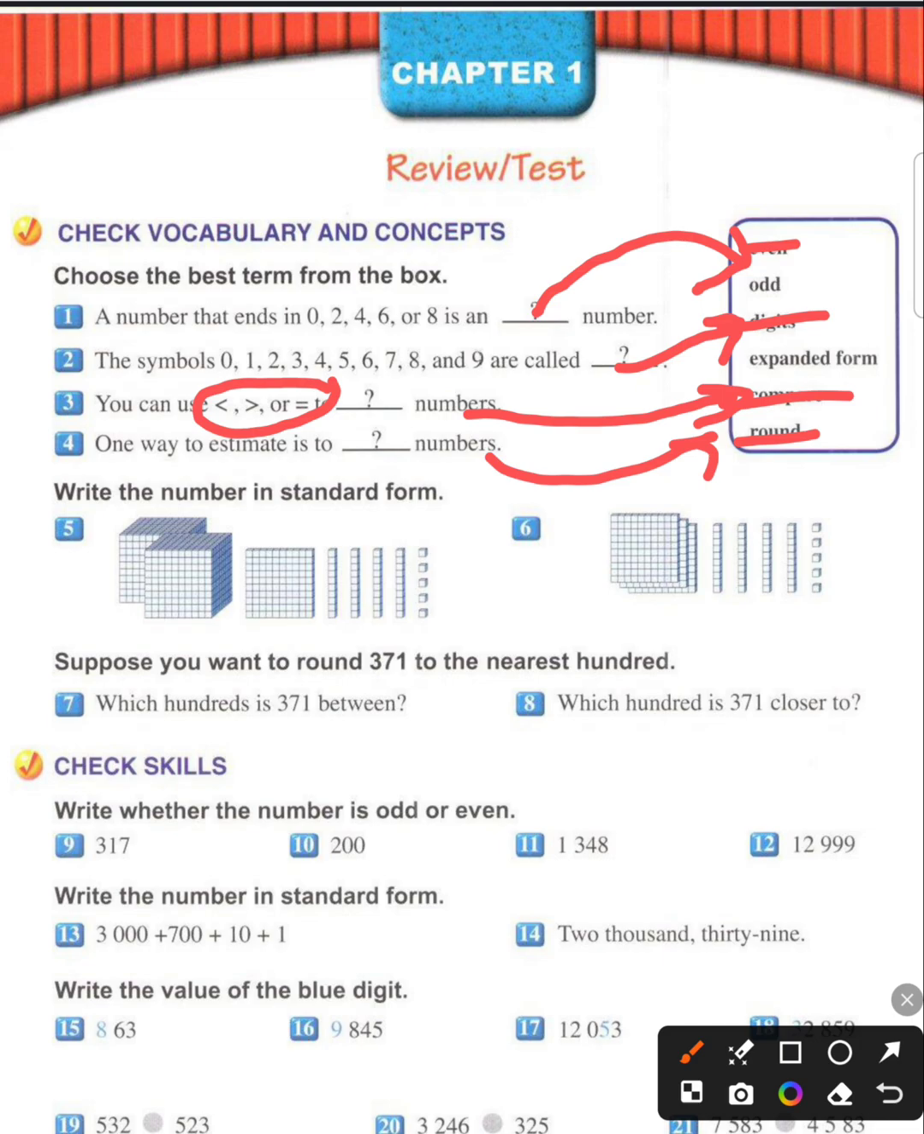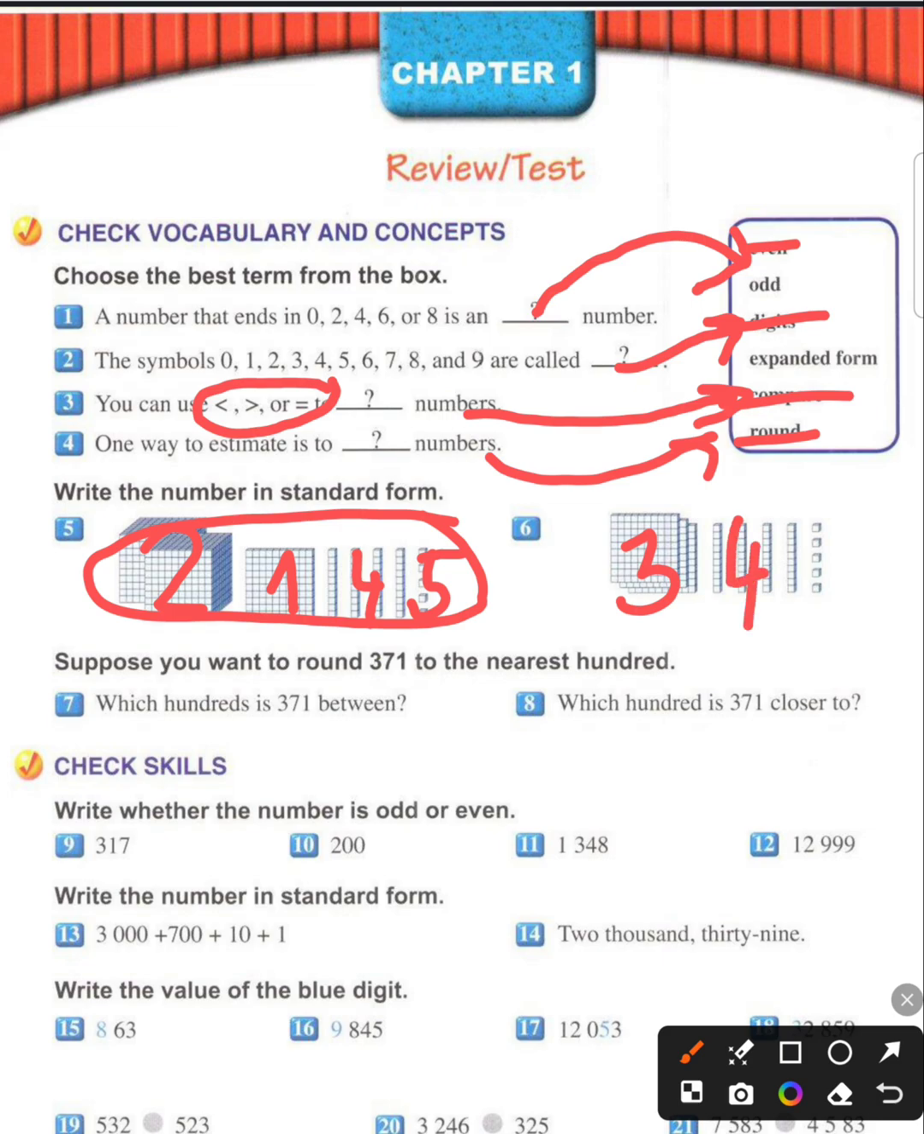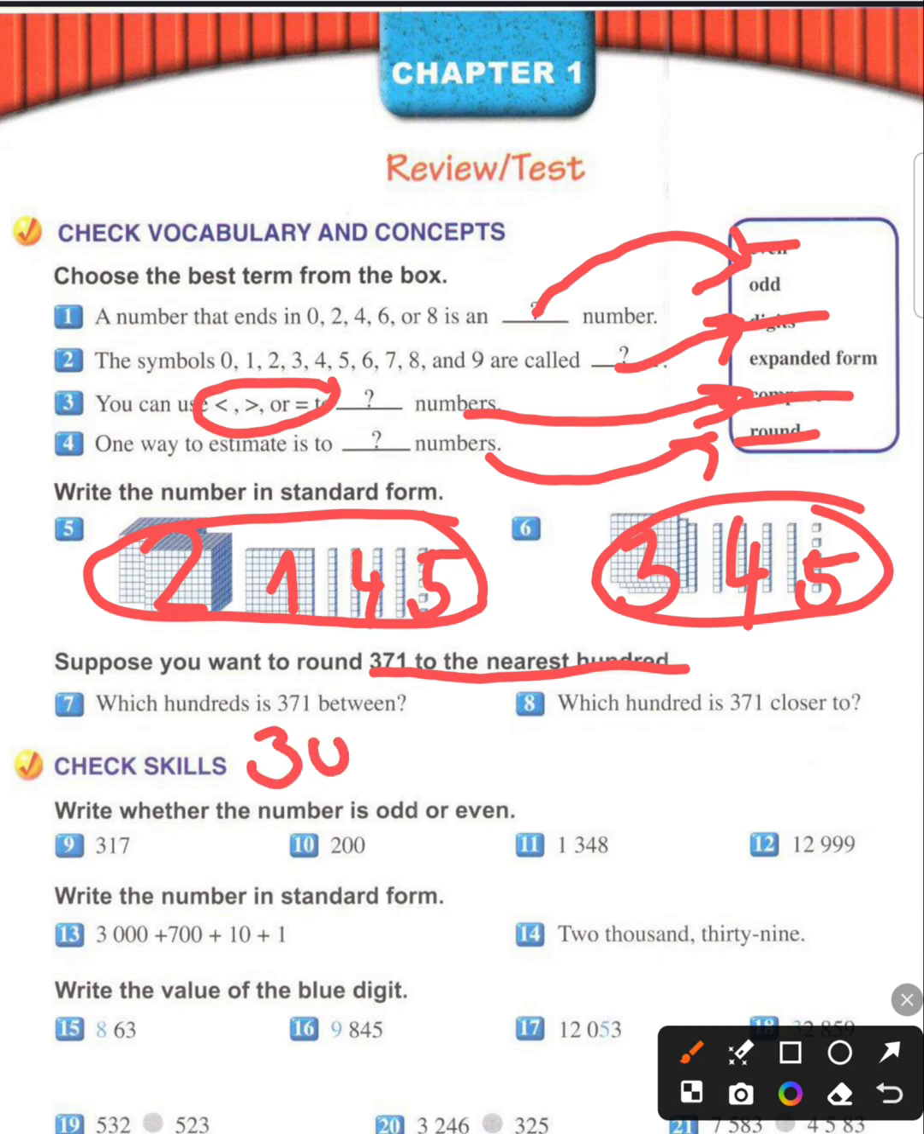Second task, write the number in standard form. So let's do it together: 2001 for 2145 and we have 345. Suppose you want to round 371 to the nearest hundred, okay? Which hundreds is 371 between? We must know this is between 300 and 400, and which is the next question, which hundred is 371 closer to? It will be 400.